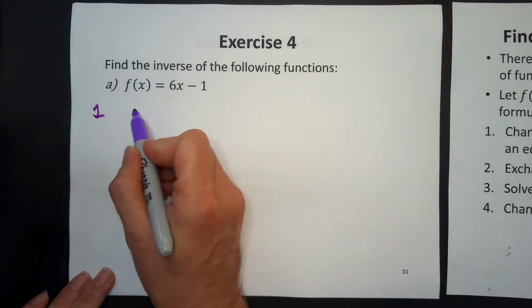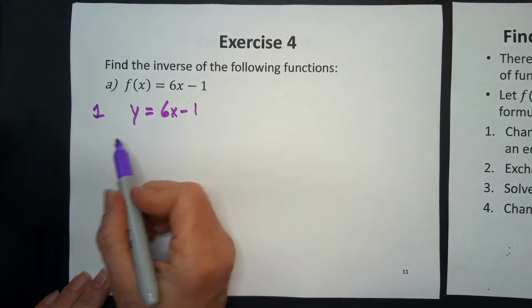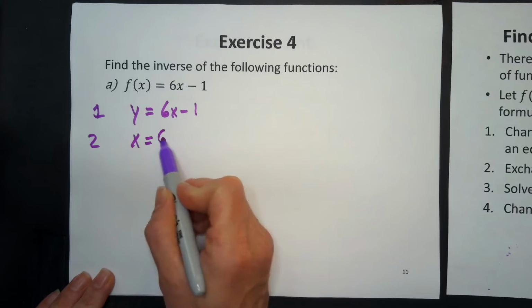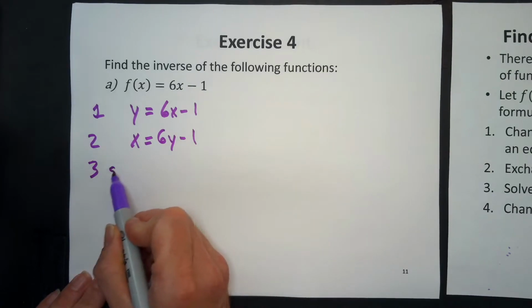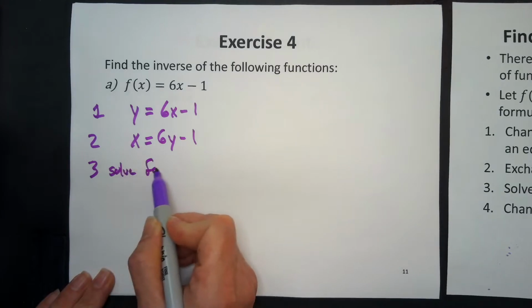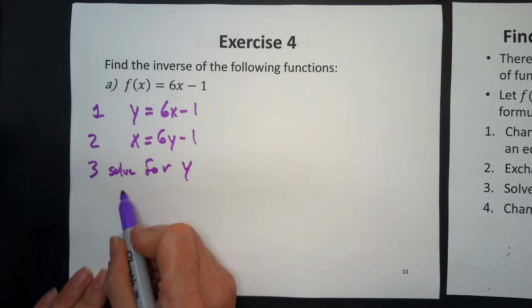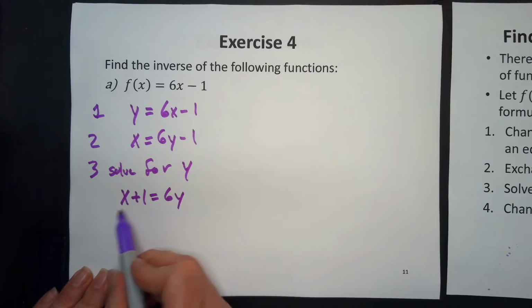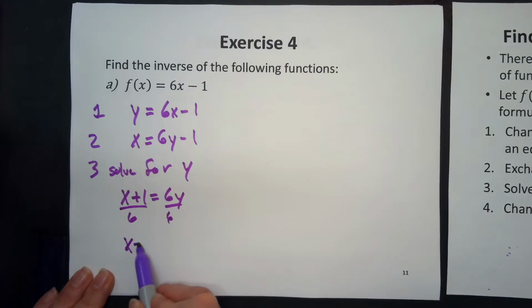So the first step, I'm going to change this to y equals 6x minus 1. And then the second step, I'm going to change x and y. And then in the third step, this is the longest step, solve for y. And so we're going to move the 1 to the other side, and we're going to have x plus 1 equals 6y. And then I'm going to divide both sides by 6 to get the y by itself. So I'm going to have x plus 1 over 6 equals y.